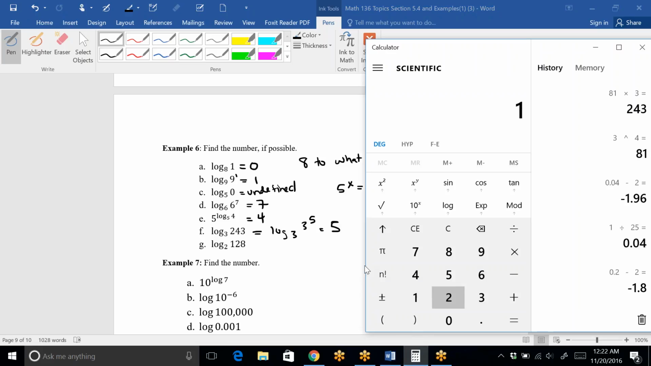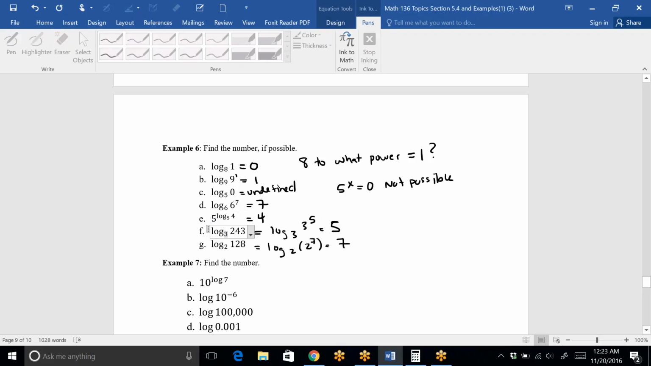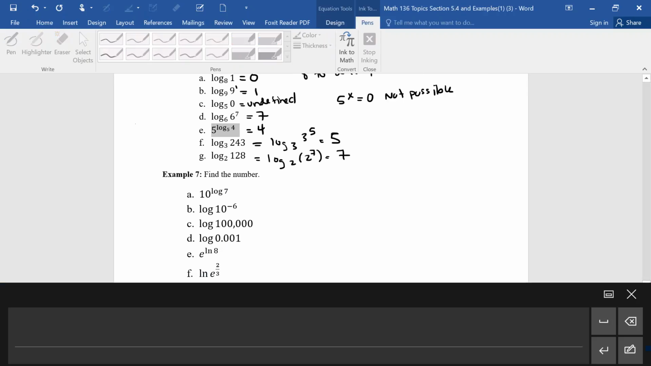And I believe 128 is also a power of 2. Is it 2 to the 7th? Yes. And you'd have to play around with that. So 2 to the 7th. So the answer is just 7. Same thing for this next group. Notice that they're using logs now, so you have to understand that there's hidden bases sometimes.